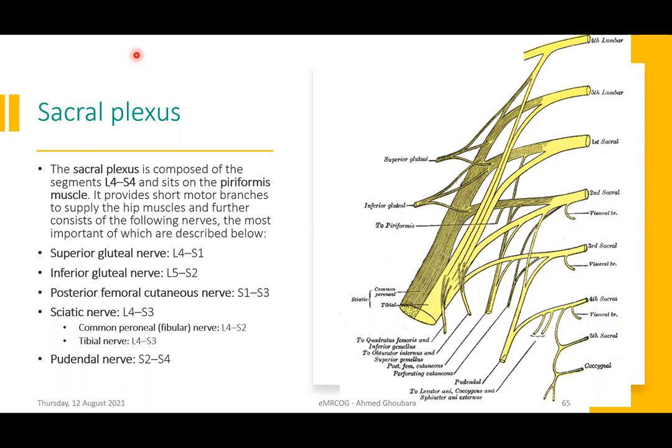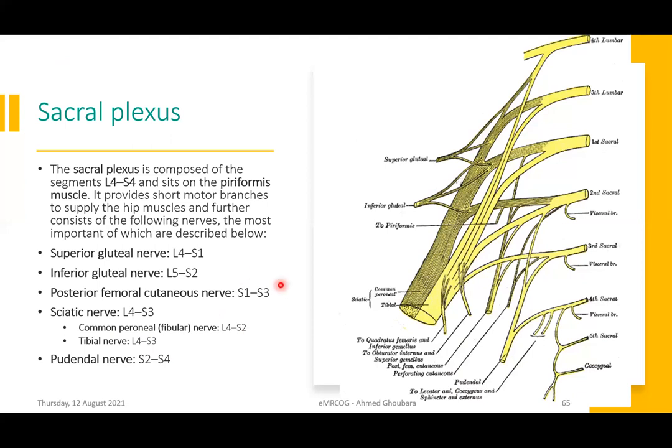Sciatic nerve, the largest nerve of the body, has roots from L4 all the way to S3. So we have L4, L5, S1, 2, and 3. As soon as it comes out, it divides into two main nerves: the common peroneal nerve, L4, L5, S1, S2, and the tibial nerve, L4 to S3. So the tibial nerve is formed from all the roots of the sciatic nerve, and the common peroneal nerve from L4 all the way down to S2, okay?